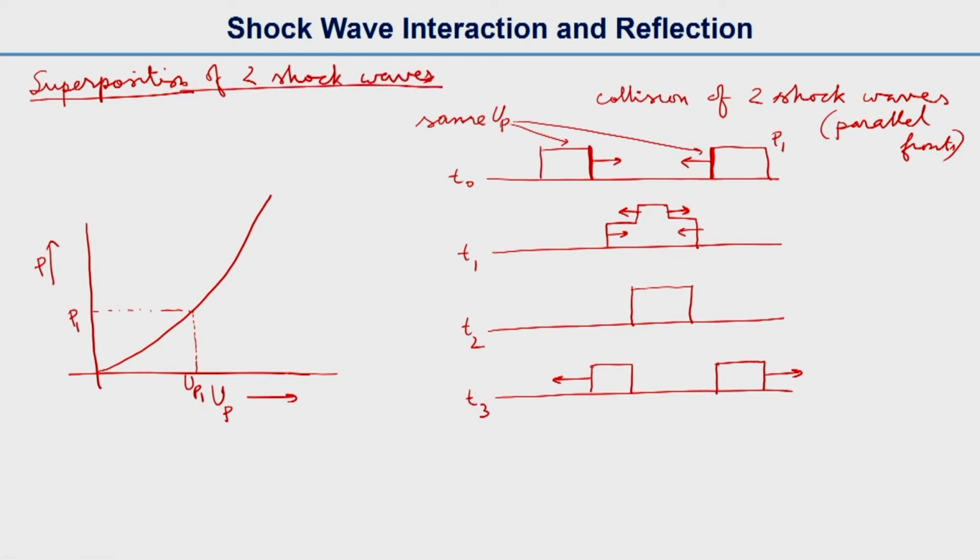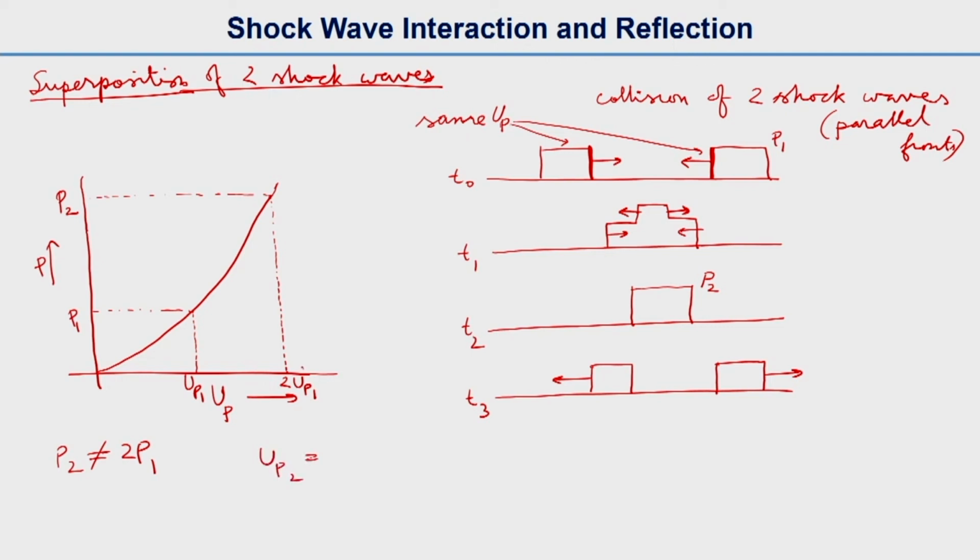So when they superimpose, what will happen if they both have the same UP? We can write that at superposition, we have a value twice UP1, and correspondingly what is the pressure? We will find it out, in this case let's say P2. So we can find that the pressure after superposition is P2. So that's how we can calculate.